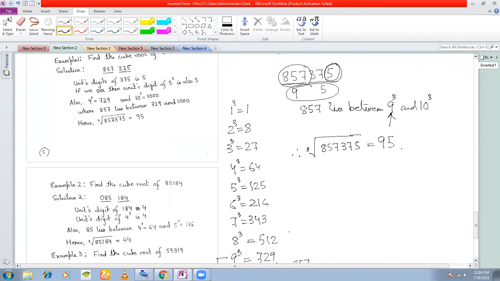Is this method clear? We'll take more examples. So we'll continue in the next class. Just go through this if you can understand. Otherwise, we'll continue this. So I'll stop here.